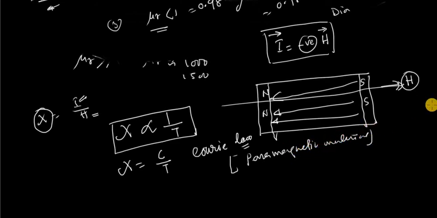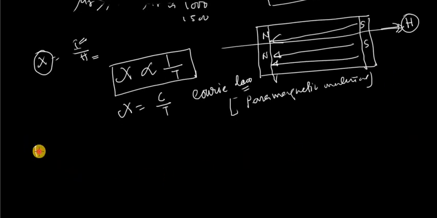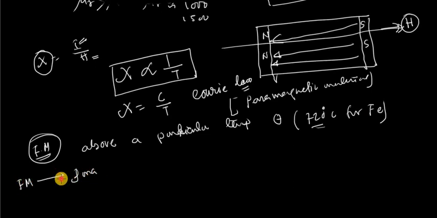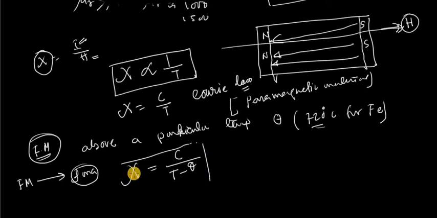Okay. Now for ferromagnetic material, above a particular temperature, say theta, for example 720 degrees centigrade for iron, iron is a ferromagnetic material, but above 720 degrees centigrade, iron behaves like a paramagnetic material, and hence its susceptibility is now equal to C by T minus theta. Since now above theta, ferro becomes para, this susceptibility is now inversely proportional to T minus theta.